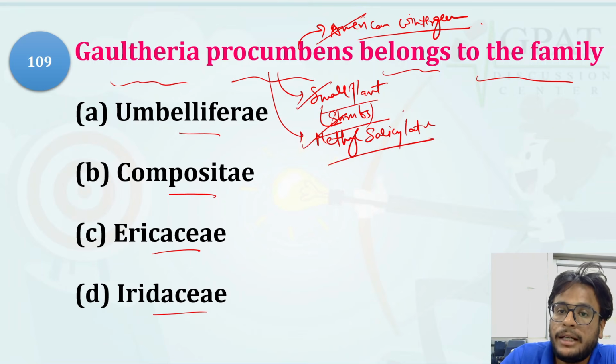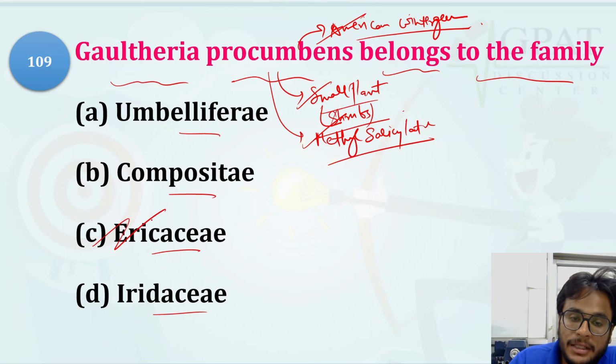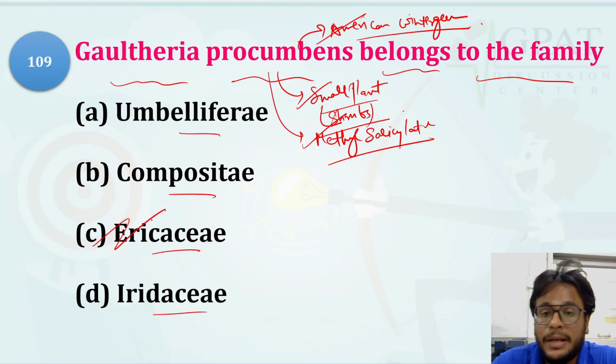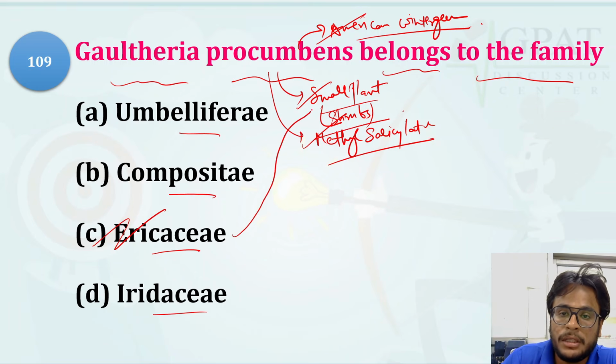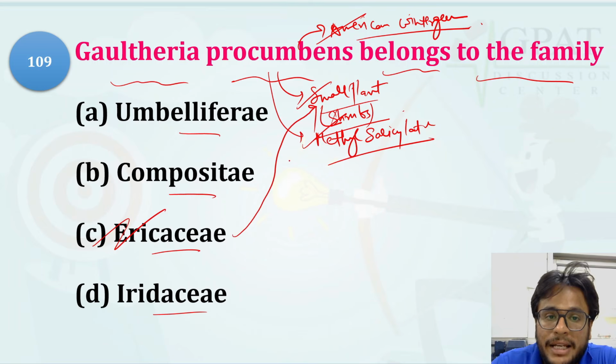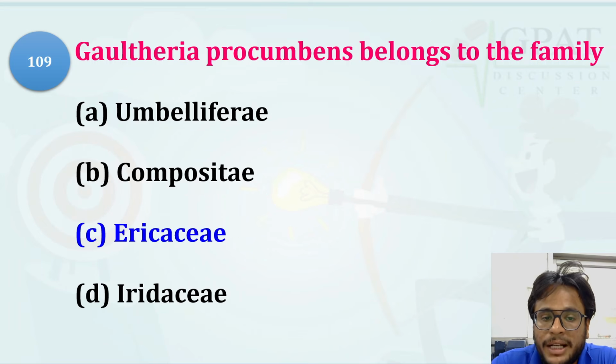So to which family does American wintergreen belong? This American wintergreen mainly belongs to the family Ericaceae. The main characteristic of the plants that belong to the Ericaceae family is they are small herbs. All the small herbs are mainly included in the family Ericaceae. So C is going to be the correct answer.